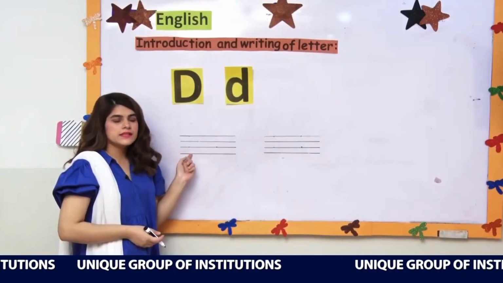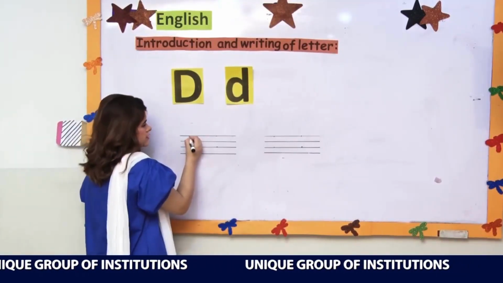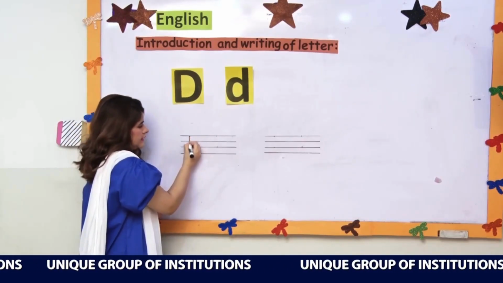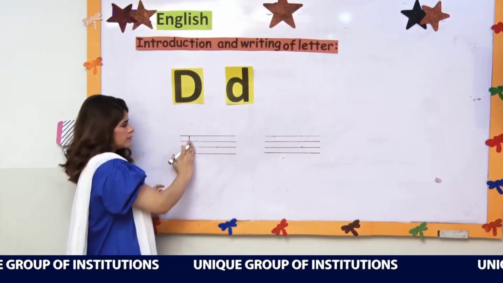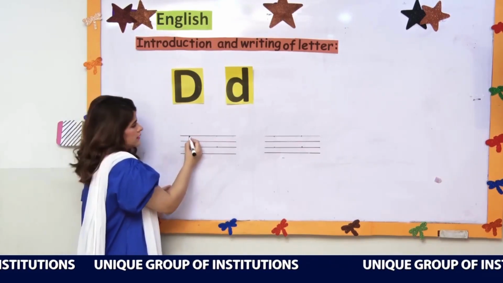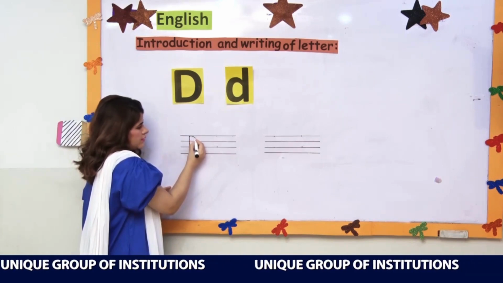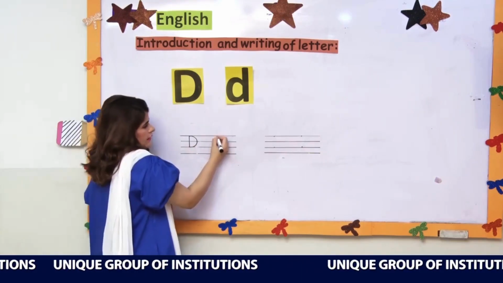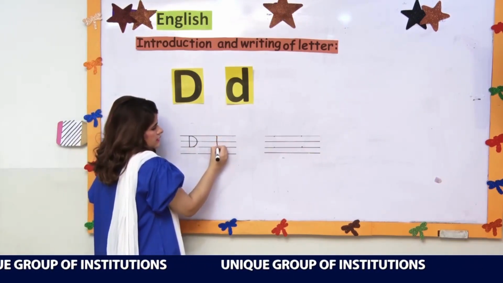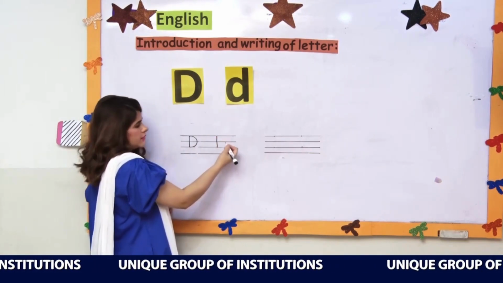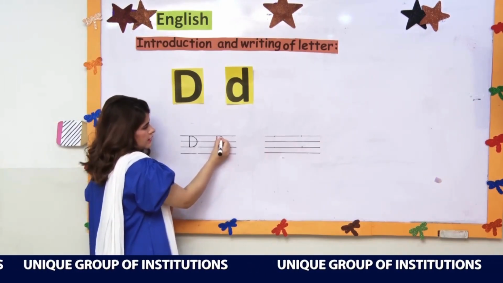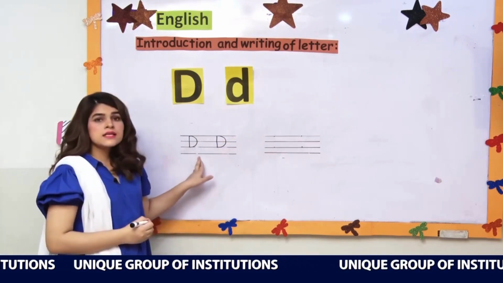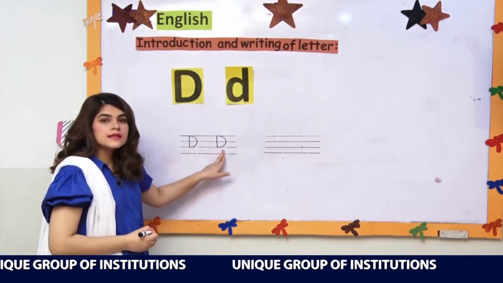Now we are going to write D here. First you have to start from this dot and come down. We will make a standing line like this, and then make a curve on the right side, go down and touch the dot. Then write it here, capital D we are writing. We make a standing line, then make a curve, go down and touch this dot. This is capital D.